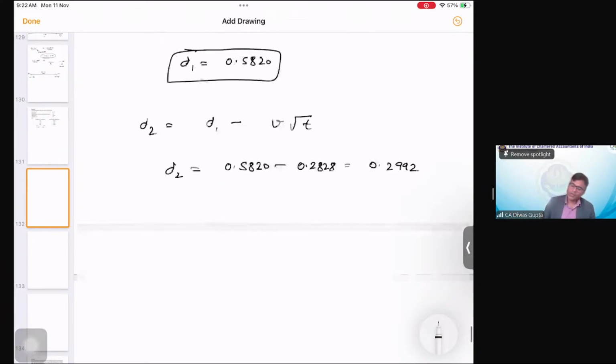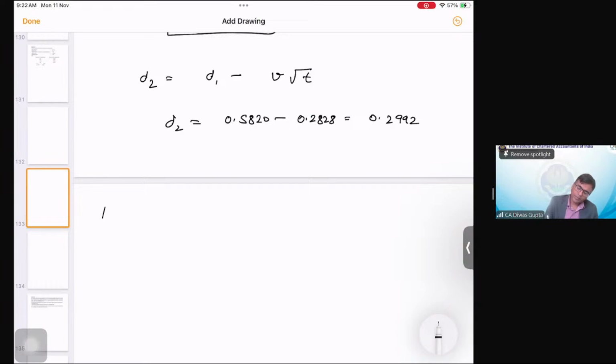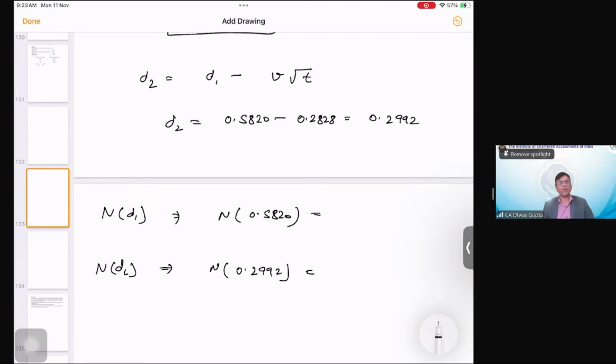Okay. Now we have to calculate ND1 and ND2. So which means N of 0.5820 and 0.2992. These are the two values that we have to calculate, correct? Easy, students, till now? Please do let me know. Are all of you able to understand this? Yes, sir. Perfect.